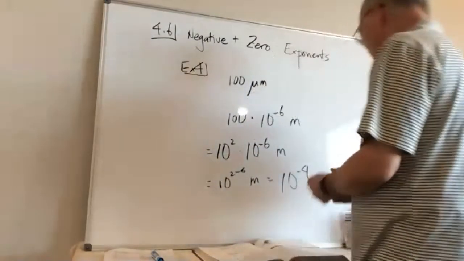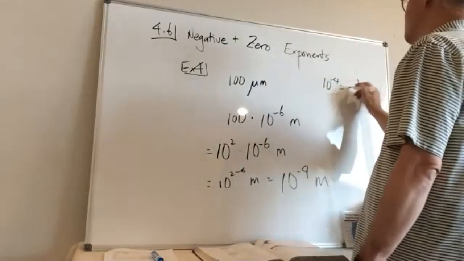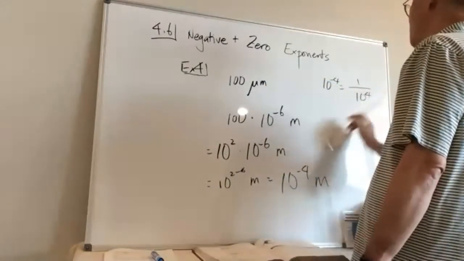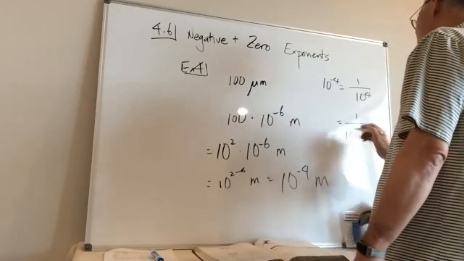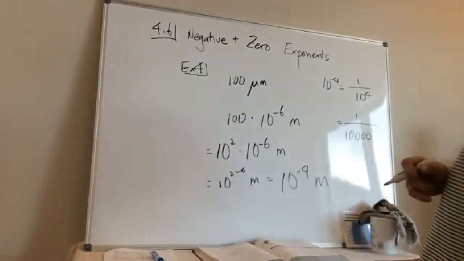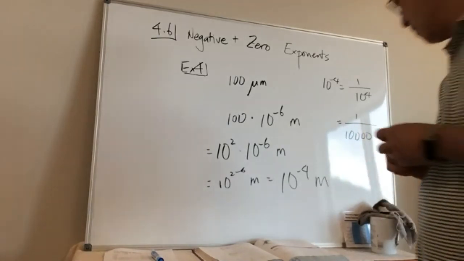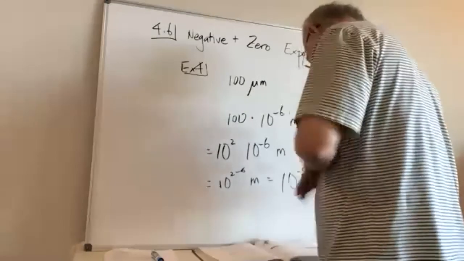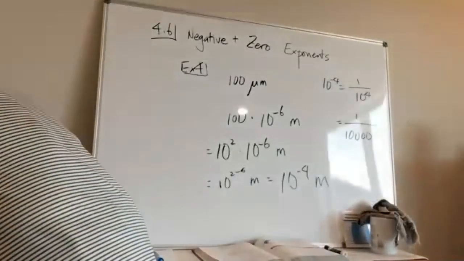Okay? So since it's 10 to the negative 4th, it's the same as 1 over 10 to the 4th, which is the same as 1, 2, 3, 4 zeros. So it's 1/10,000th of a meter. Okay? All right, so we're done for that.